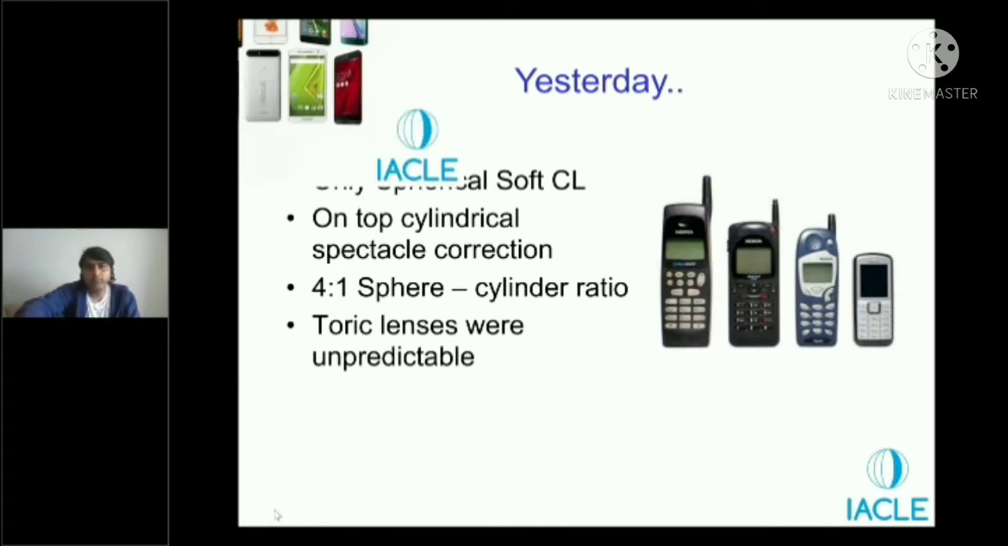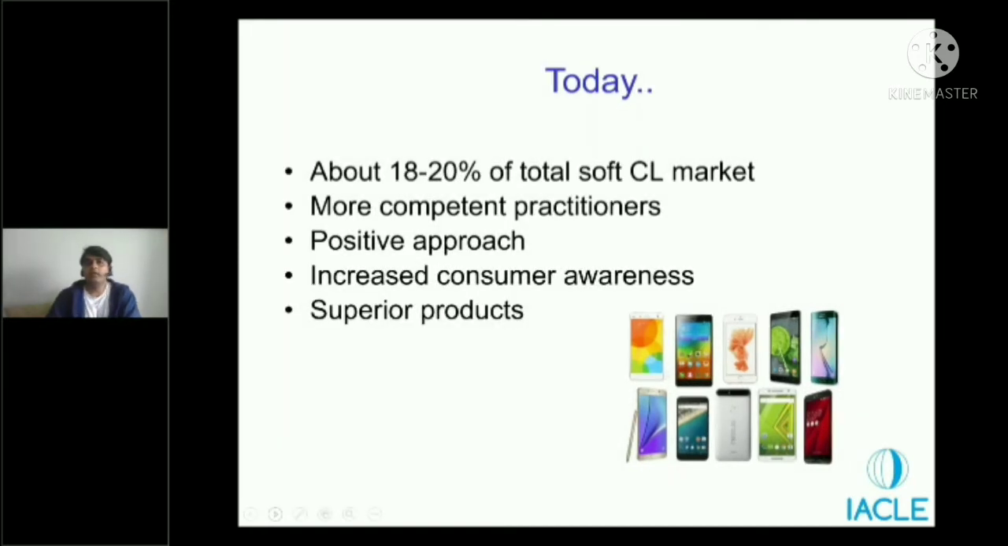Fortunately, things improved recently, and today practitioners are improving. The fitting skills are improving. The products are improving, because if you look at the toric contact lenses in today's market, they're very superior to what they were a few years ago. And if you look at the industry data, I think around 15 to 20% of soft contact lens prescriptions would be toric contact lenses.